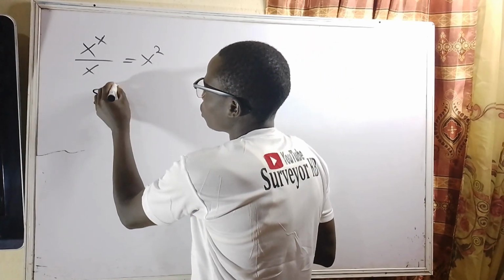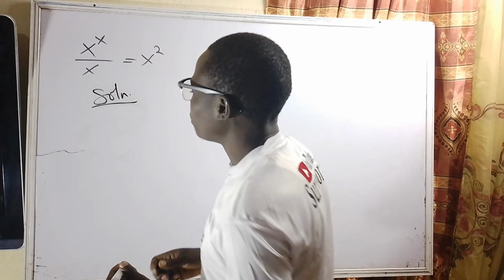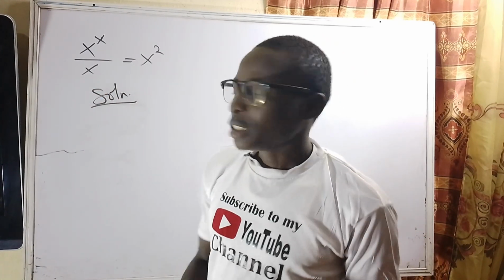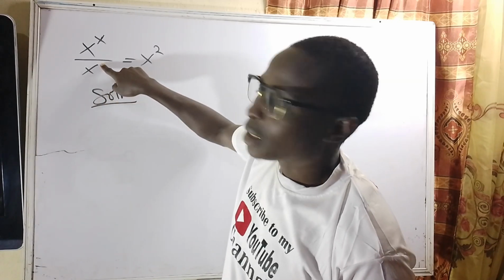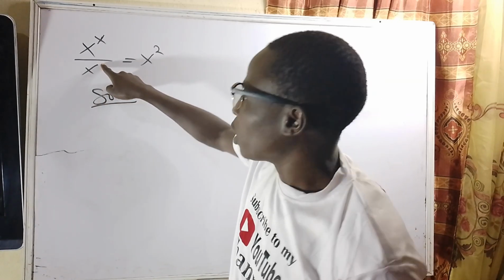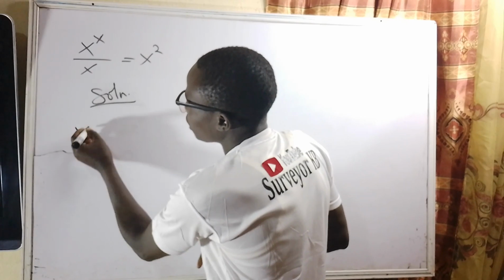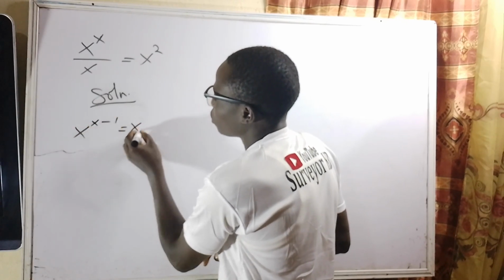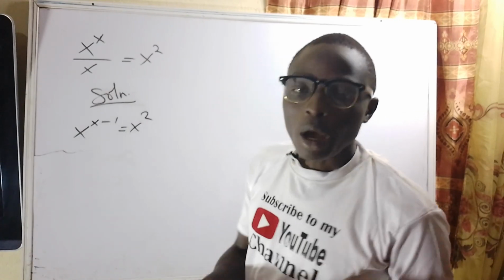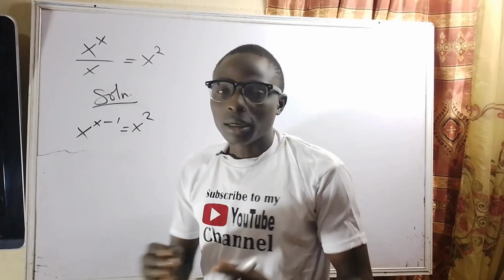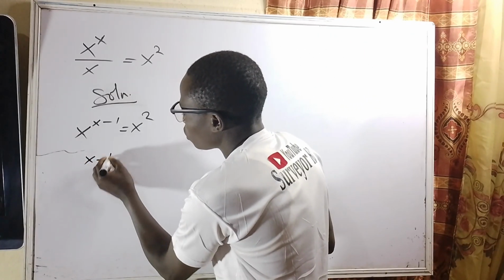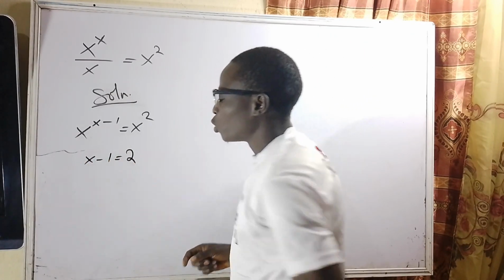So, solution. We know that based on the law of indices, this denominator is raised to the power of 1. So I can replace the whole thing by saying x raised to the power of x minus 1 is equal to x squared. So having the same bases, we can equate the powers. That means x minus 1 is now equal to 2.